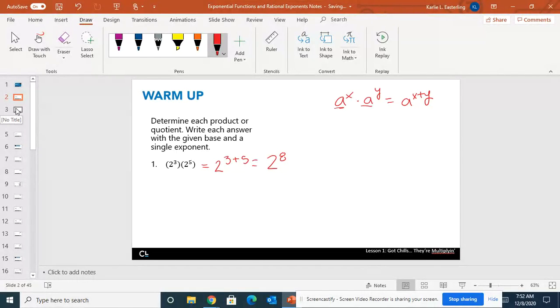All right. Oh, and this is also the pages out of your textbook. This is M389. And this is in volume 2. If you do not have the textbook with you, just pause the video and write down warm-up number 1. 2 cubed times 2 to the 5th equals 2 to the 3 plus 5 equals 2 to the 8th. So if you need to pause the video to write these things down, you need to do that.